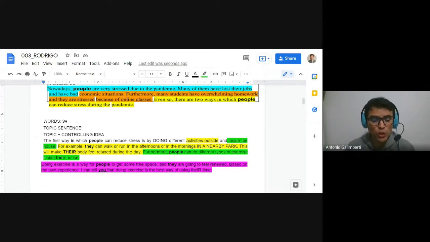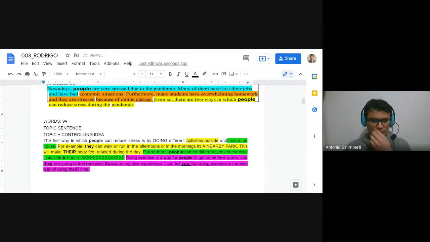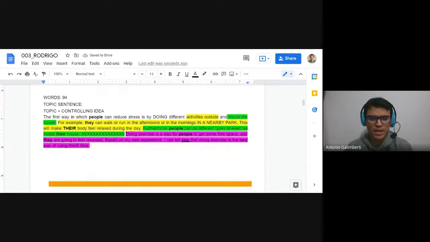Now, here you don't have examples about the kind of activities that they can do inside their house. You are jumping and moving to your conclusion, to how exercise helps people, and how people can feel renewed after doing exercise. And you're talking about your own experience. Very good, that's awesome. But you have to use your experience to expand on yellow and expand on green.